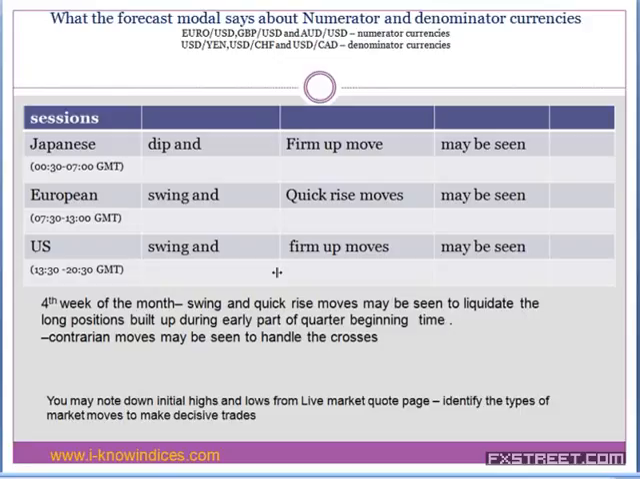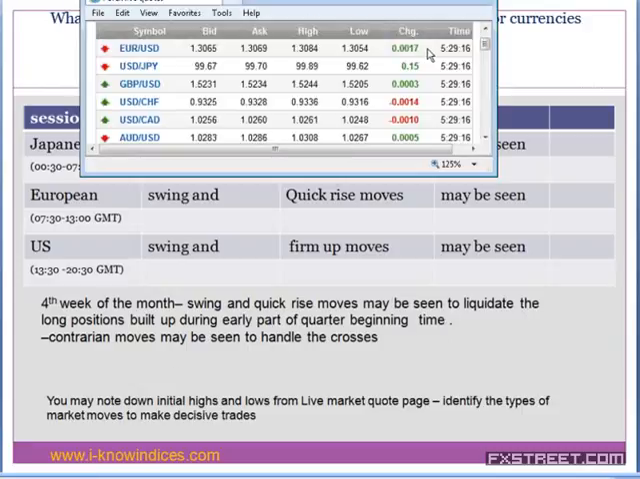So it is the 4th week of the month. Swing and quick rise moves may be seen to liquidate the long positions they have built up during the early part of the quarter or beginning time. So contrarian moves continue to happen. That is why you come across the contrarian move. Euro is showing the USD weakening move, whereas USD yen is showing USD gaining move. So that is referred to as a contrarian move.